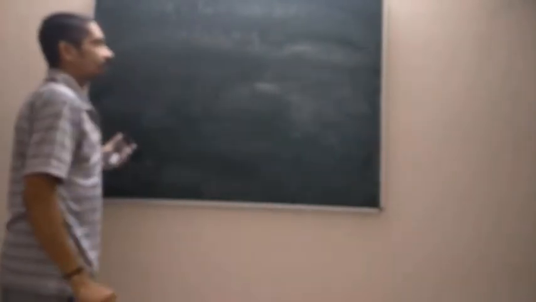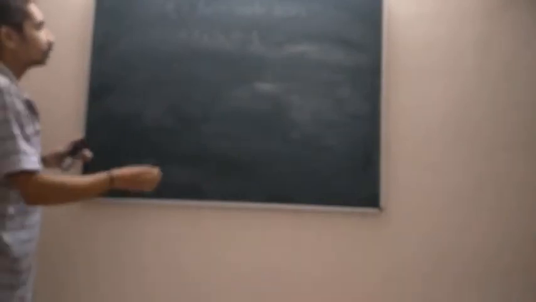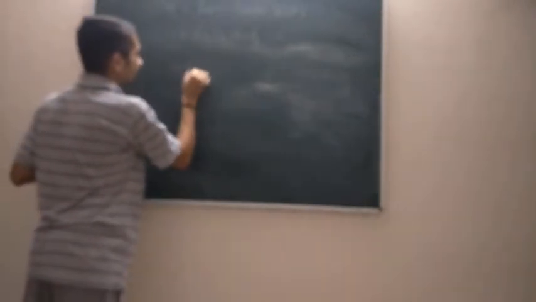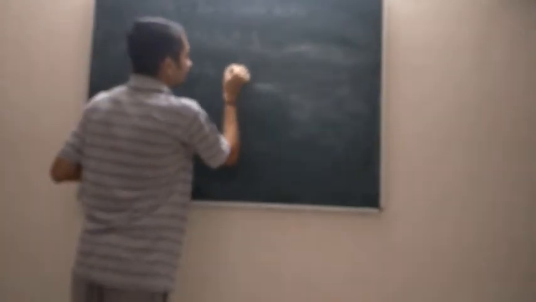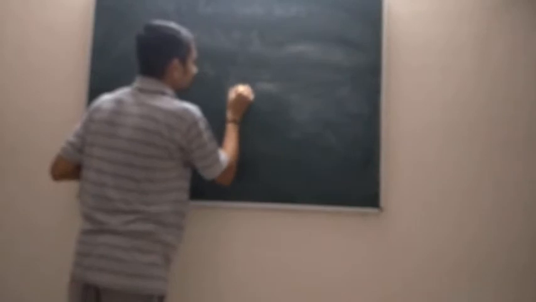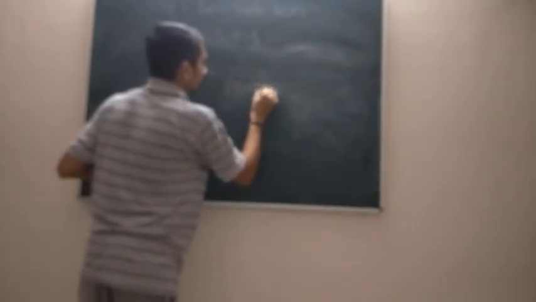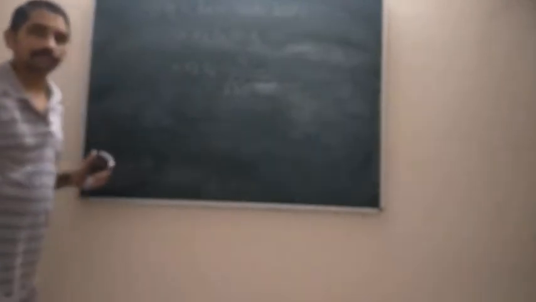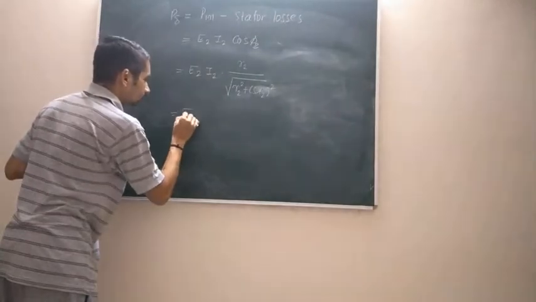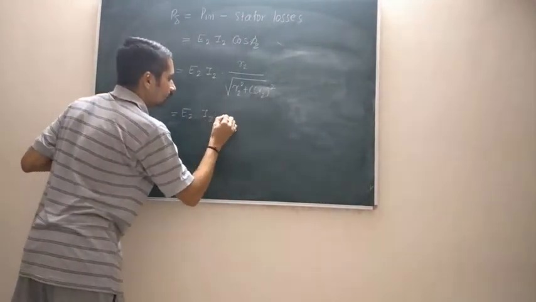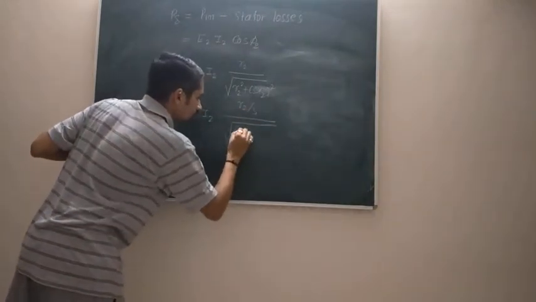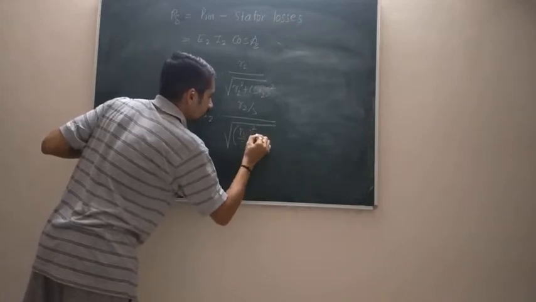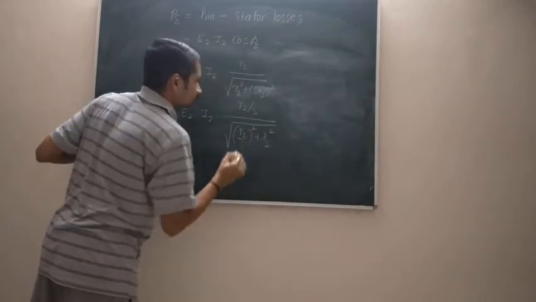So I will modify this equation so as to suit my requirement. I will write this equation further as PG, that is air gap power, is equal to E2 I2 into R2 upon square root of R2 square plus X2 square. I will modify this equation further as E2 I2 multiplied by R2 upon S, upon square root of (R2 upon S) square plus X2 square.